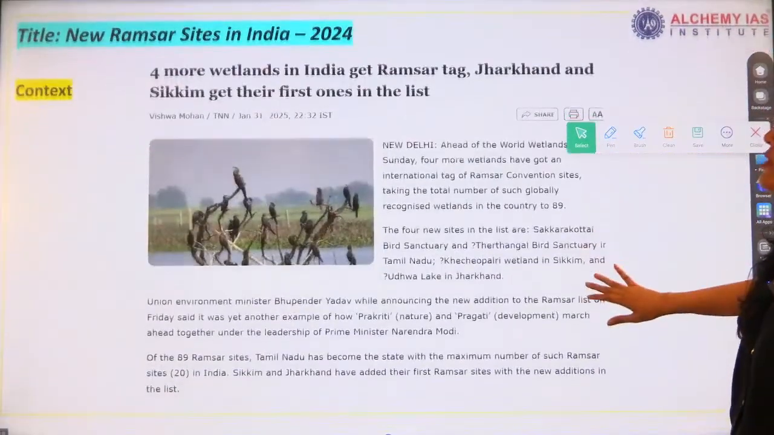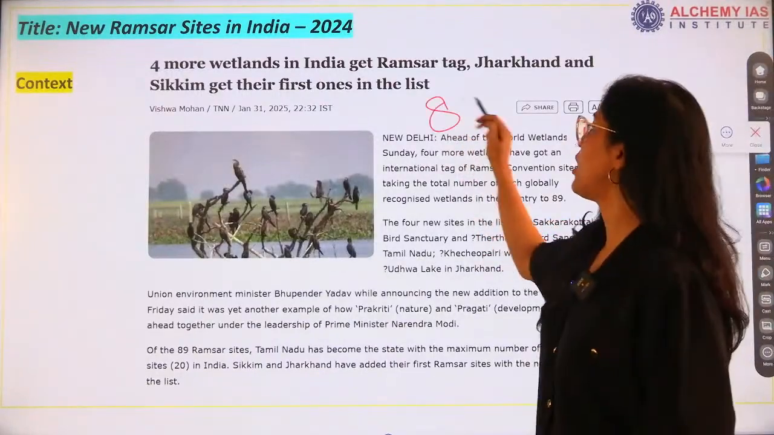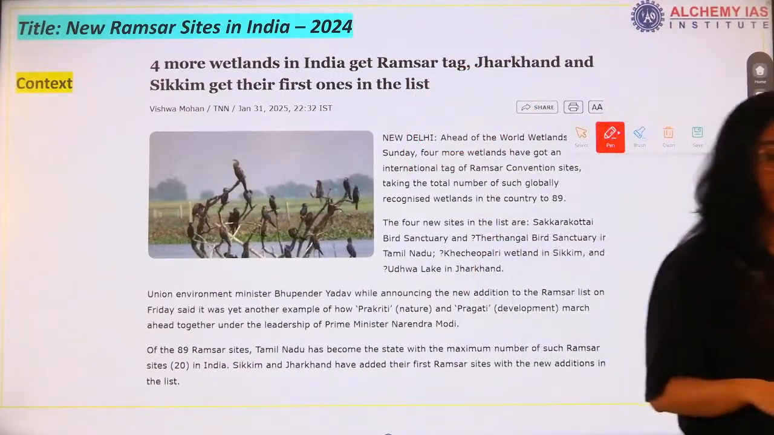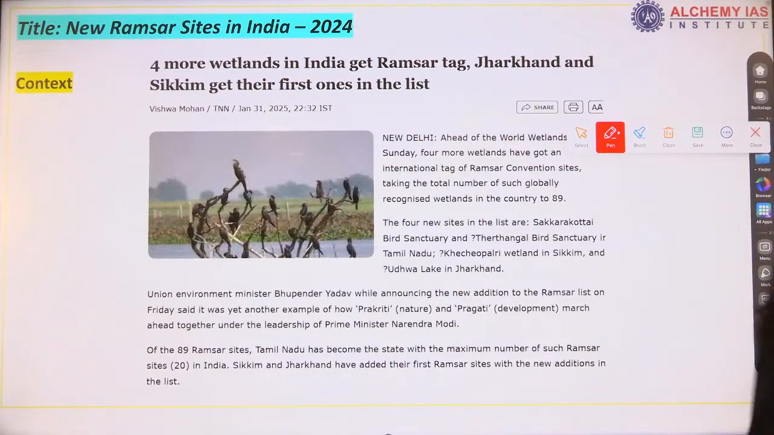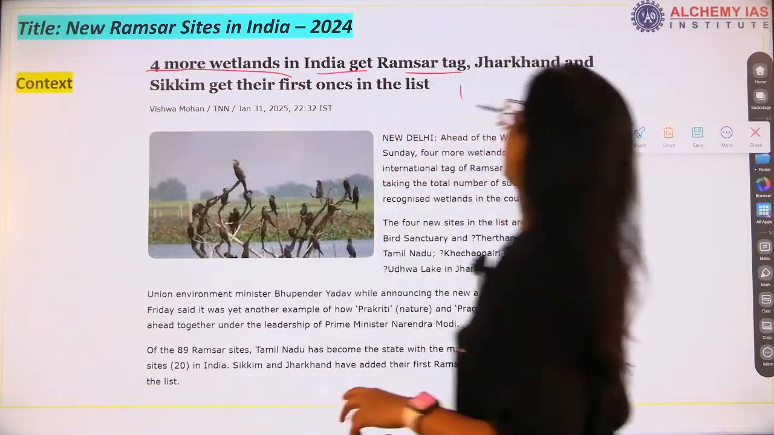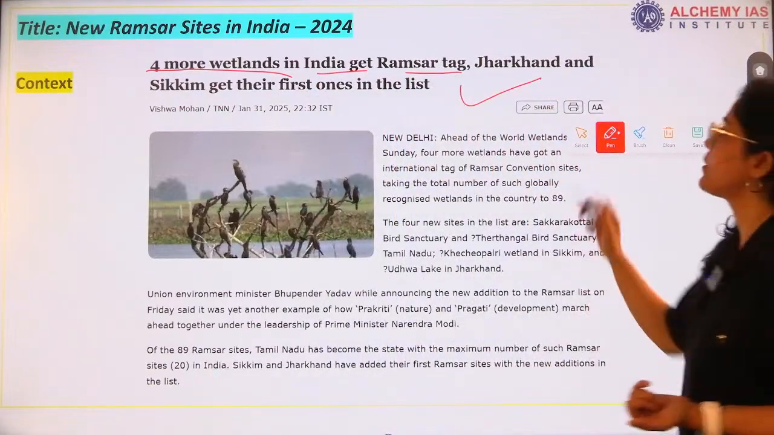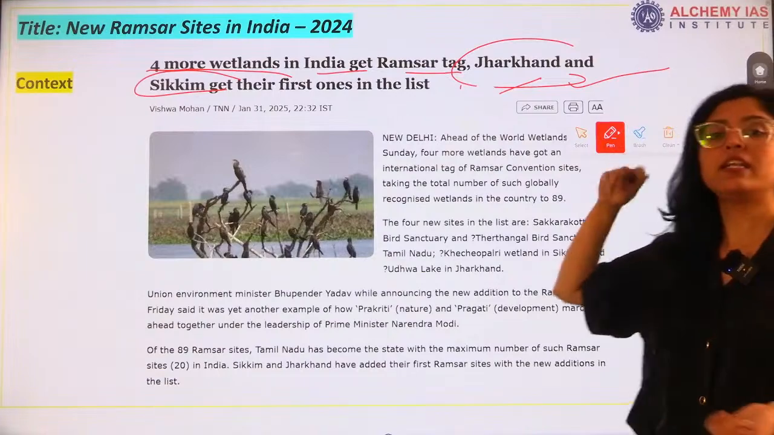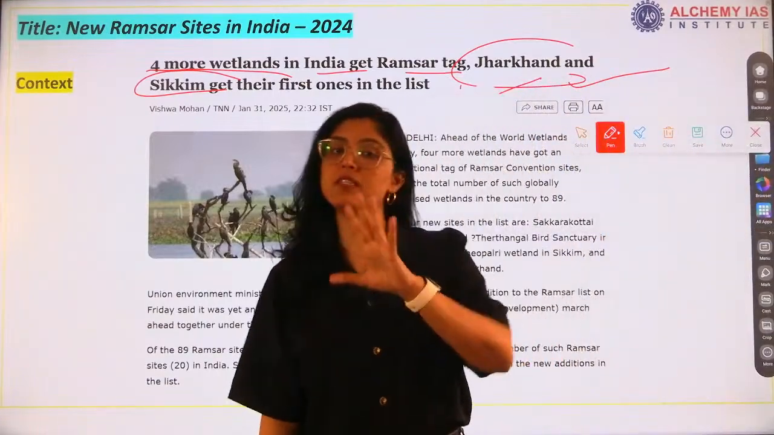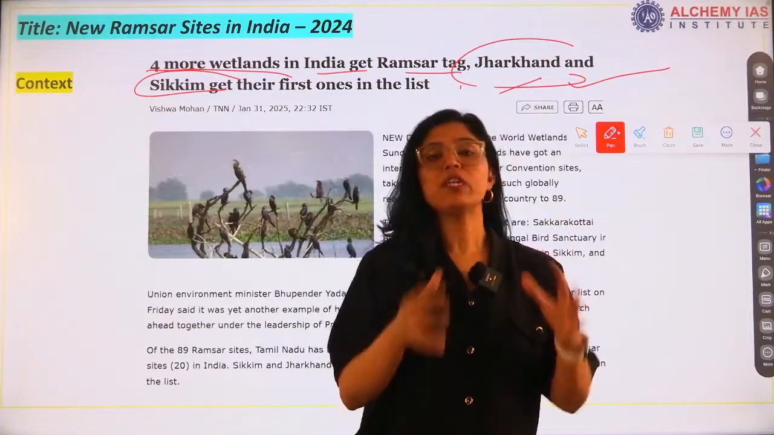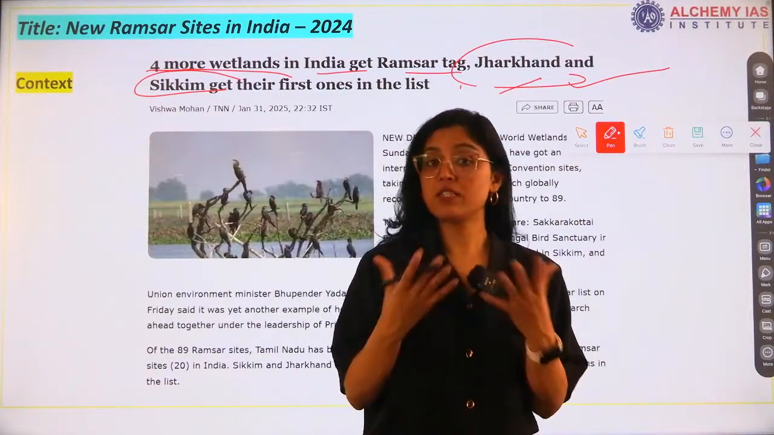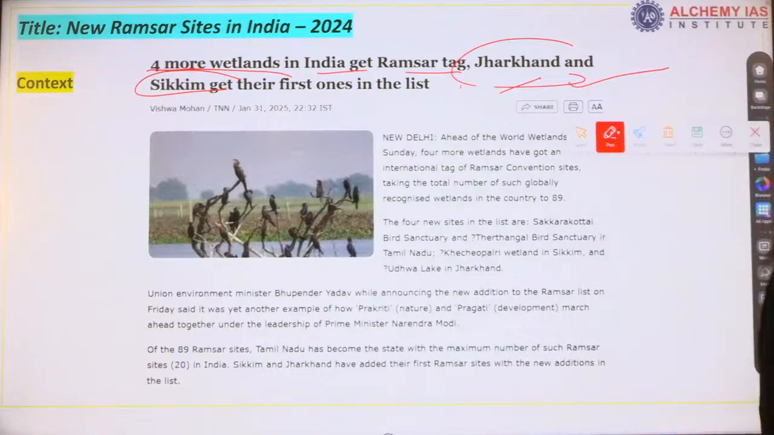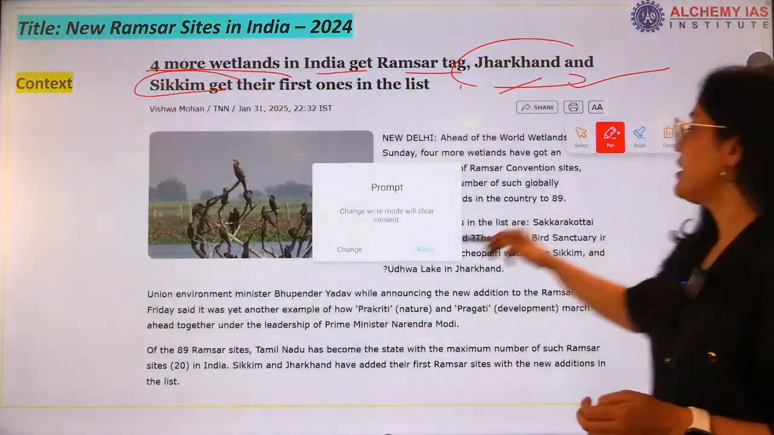Please write the answers and submit them. Okay. Next: new Ramsar sites in India 2024. How many Ramsar sites does India have? 89 or more than this? Can anybody answer this question? How many Ramsar sites does India have? Four more wetlands in India get the Ramsar tag. Why is this important? Because Jharkhand and Sikkim get their first ones in the list. Jharkhand and Sikkim have got their first Ramsar site. And can you answer this question: which state in India has the highest number of Ramsar sites? What is the answer?